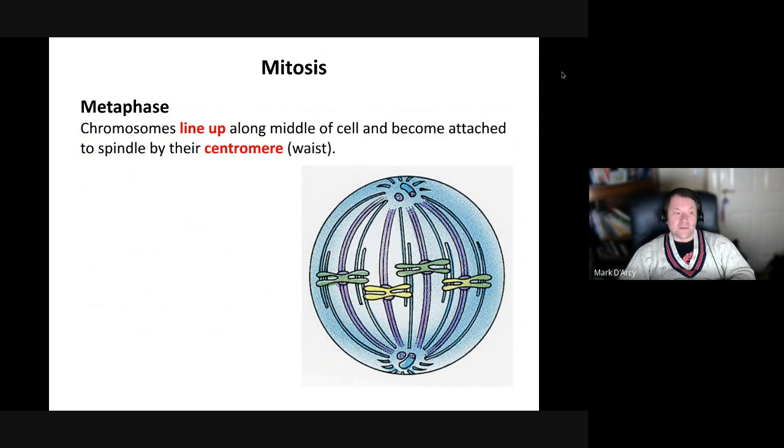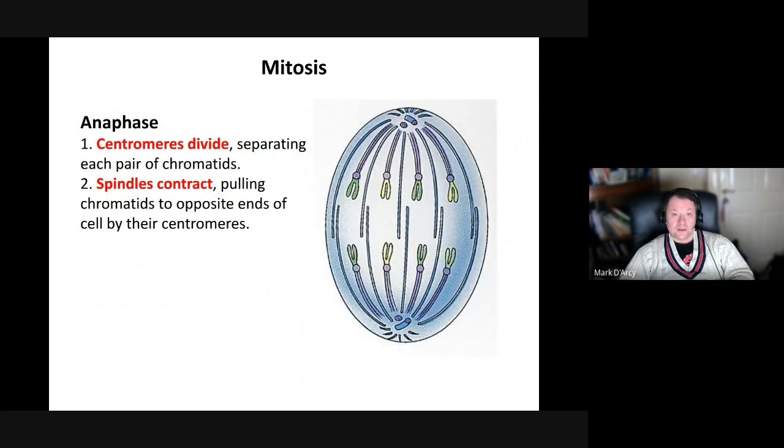In prophase, the chromosomes condense, they get shorter and fatter, the nuclear membrane breaks apart, the centrioles migrate to opposite ends of the cell, and they extend spindle fibers. Then we have metaphase. In metaphase, we now have centrioles at opposite poles of the cell. The spindle fibers are attached to the centromeres between the sister chromatids, and they line these chromatids up at the equator of the cell.